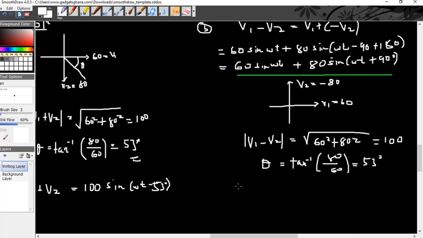So now v1 minus v2 is equal to 100 sine of omega t plus 53 degrees. This is because we've taken the reverse.